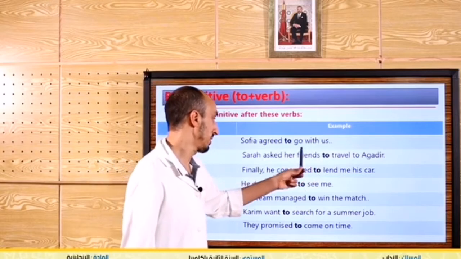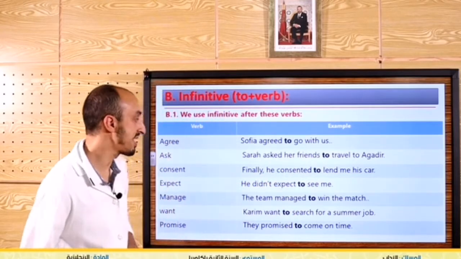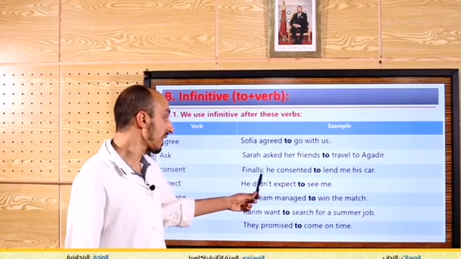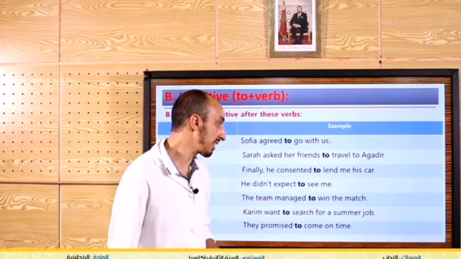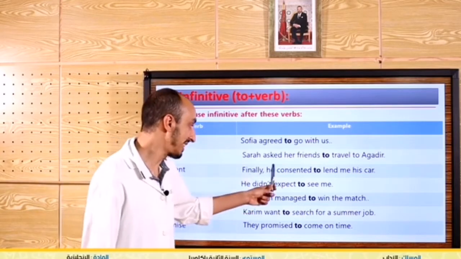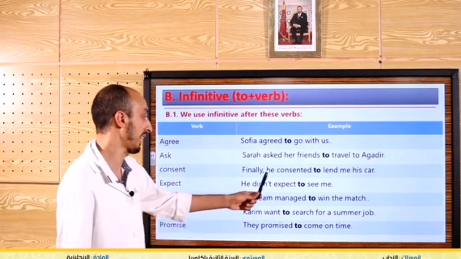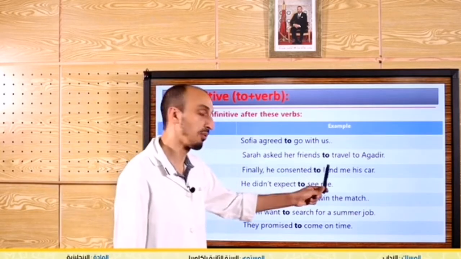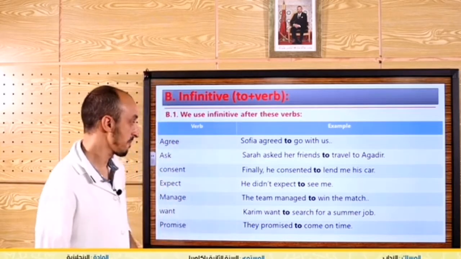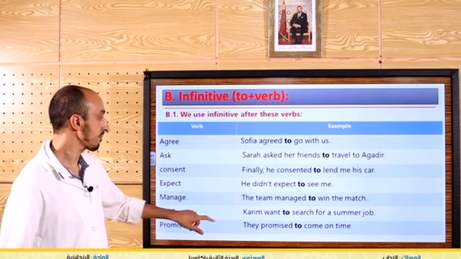Second example, Sara asked her friends to travel to Agadir. When we have the verb ask, it must be followed by an infinitive. Finally, he consented to lend me his car. He's so generous. So he consented to lend me his car, to give me his car for a short while. Consented must be followed by infinitive. So these verbs in general take the infinitive.